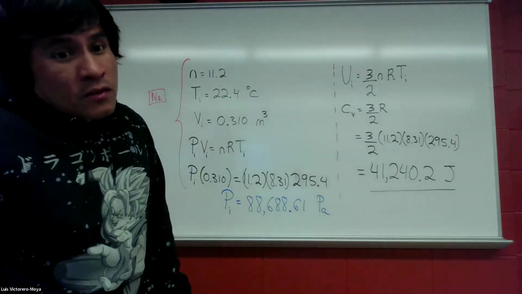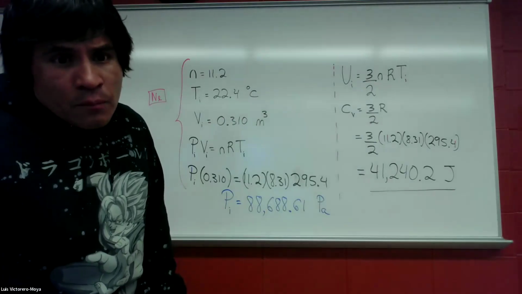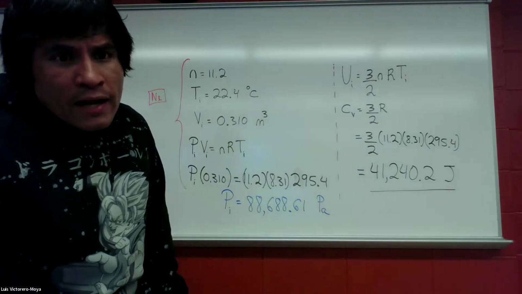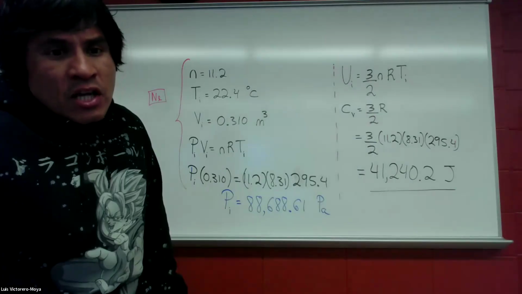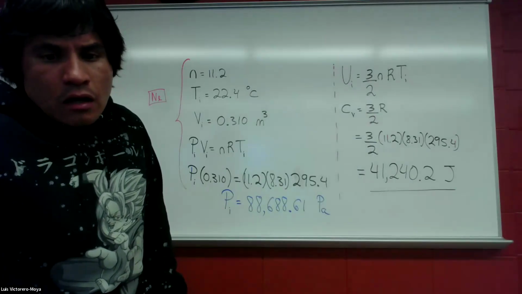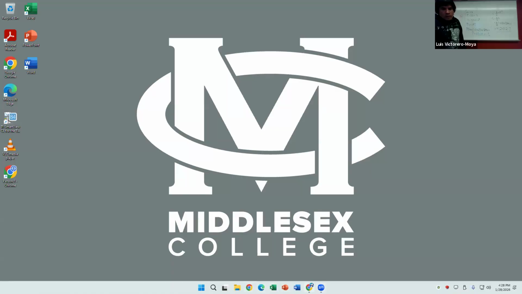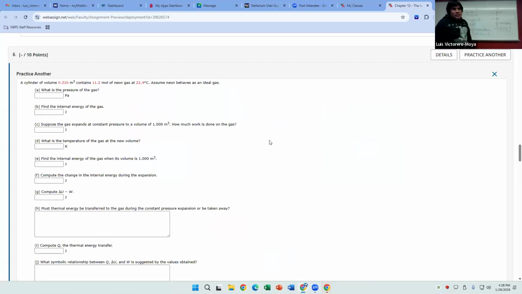Suppose the gas expands at constant pressure. So now you are assuming it's going at constant pressure to a volume of 1 meter cube. How much work is done on that? So now they're changing the value, right? So here we have, what is my window here? Suppose the gas expands at constant pressure to a volume of 1 meter cube. How much work is done on the gas?